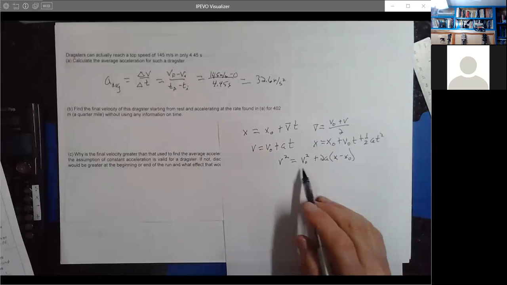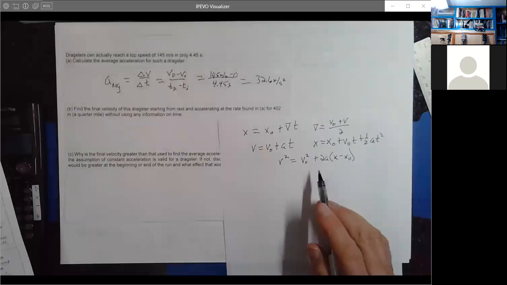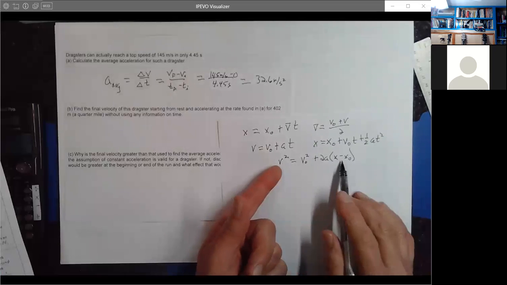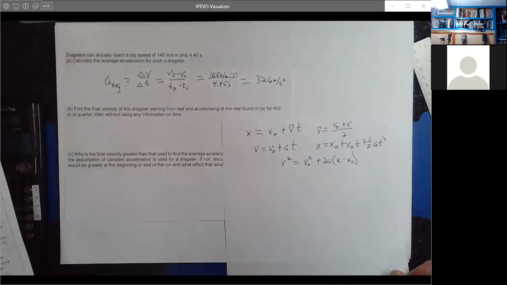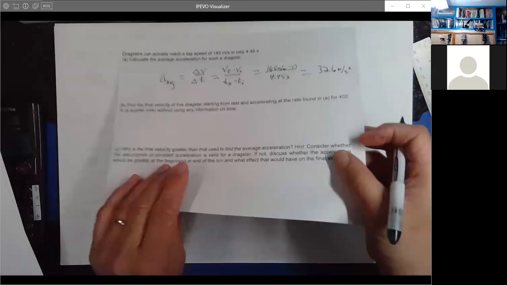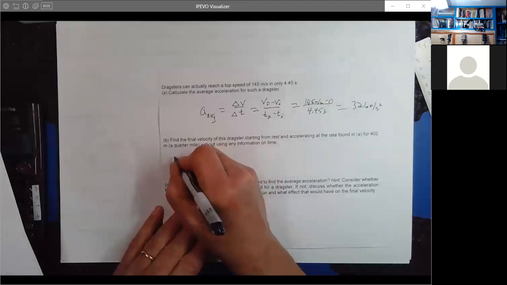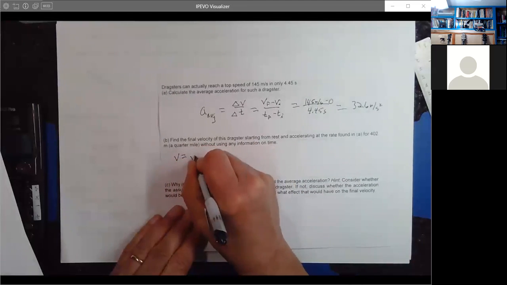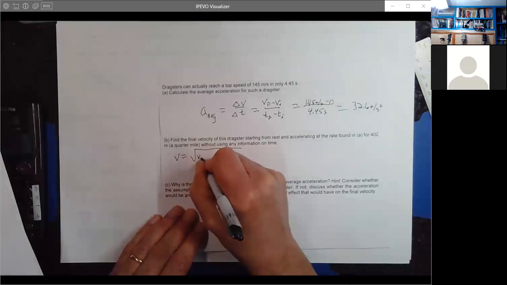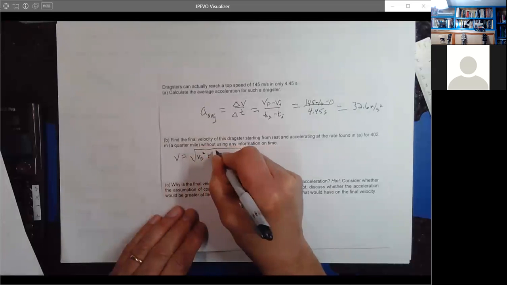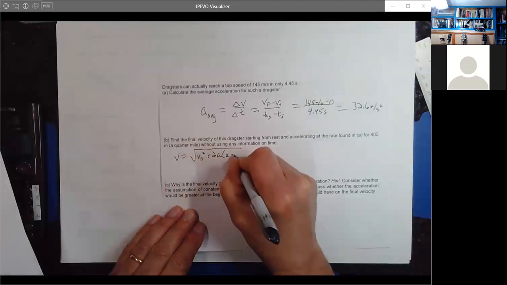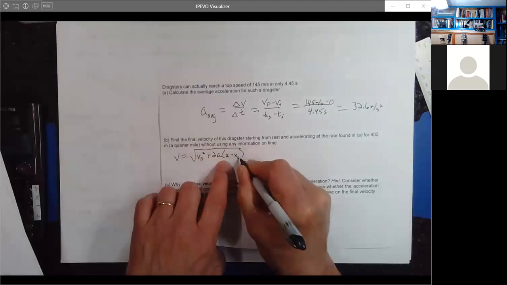That's one that does not involve time. So let's figure out the final velocity of this dragster. By the way, for the final velocity, I'll just have to take a square root here. So let's see what that equation will give us. I would have v equals the square root of v naught squared plus 2 times a times x minus x naught. That's the distance traveled.